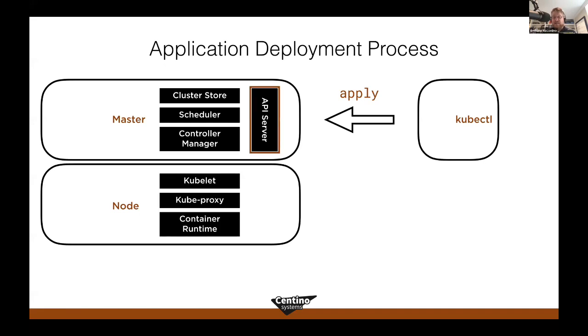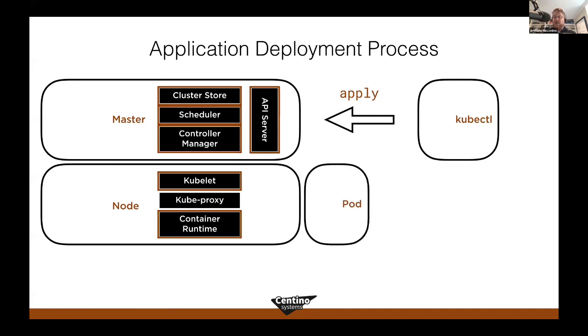It's the responsibility of the kubelet on the individual node to poll the API server and say, hey, do you have any work for me? When the kubelet sees that the API server has work for it, it then starts up that container or sends a message to the container runtime on the node, which then starts up the pod on that individual node.